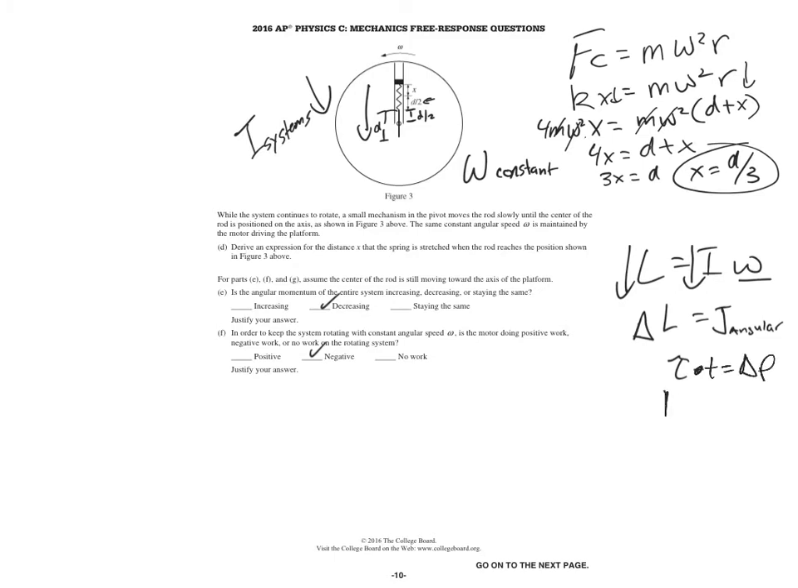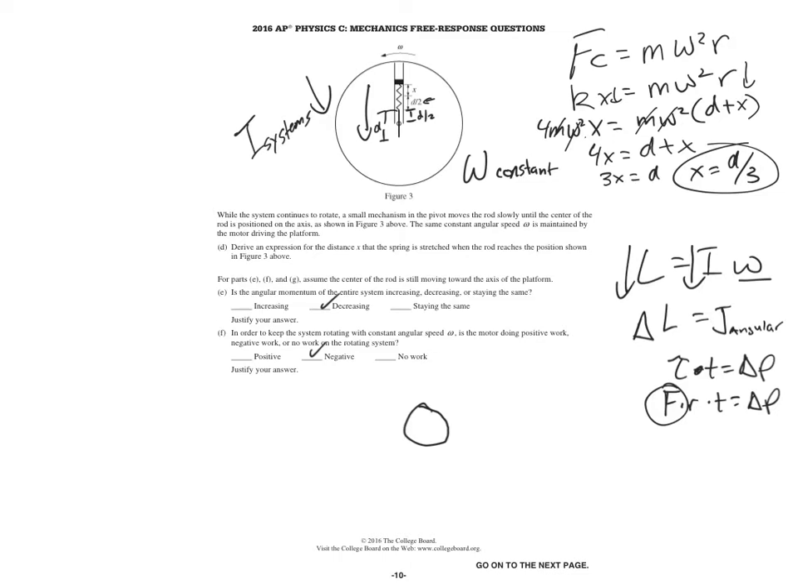Which means that there has to be a force at a radius being applied over a period of time to change the momentum. If you have a force that's being applied over a period of time, it's also being applied over a radial distance. That means that it's going to be doing angular or linear work on the system.